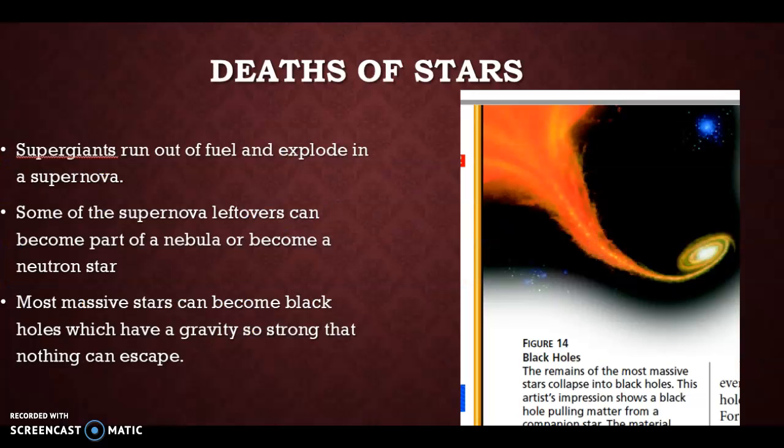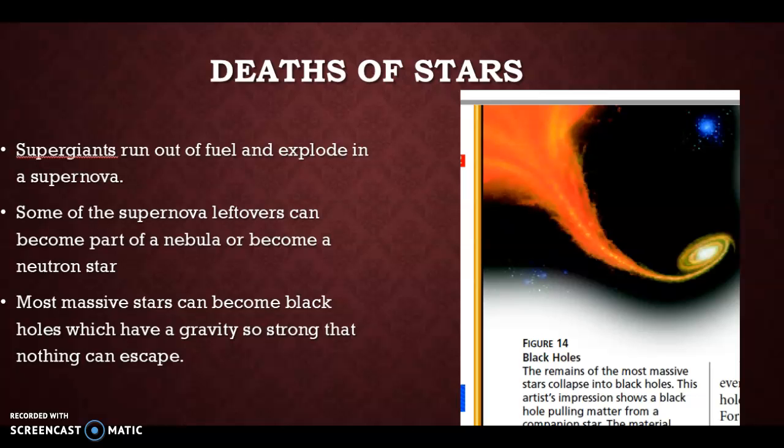Okay, so this is the end here, the death of a different type of star. This is those big ones. If we have a really big star, we have a supergiant. They run out of fuel and explode, like I mentioned on the last slide. So supergiants run out of fuel, and they explode into what we call a supernova. Some of the supernova leftovers can become part of a nebula and become a neutron star. So it could become something really, really tiny, but it can go back into becoming a star if there's enough gas and dust left behind.